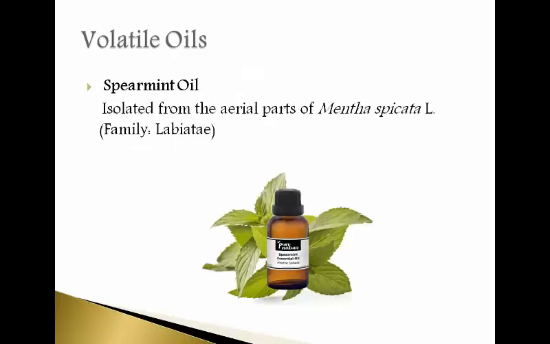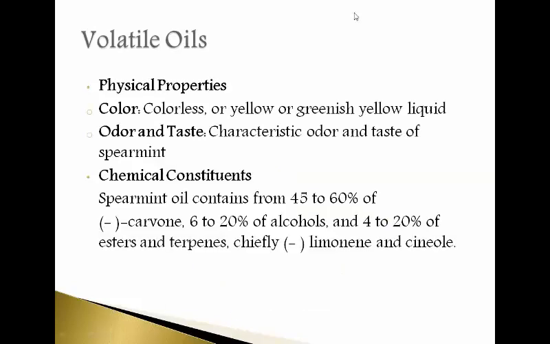Spearmint is a ketone volatile oil that is isolated from the aerial parts of Mentha spicata, family Lamiaceae. Physical properties: the oil is a colorless, yellow, or greenish yellow liquid and has the characteristic odor and taste of spearmint. The main constituent of this oil is carvone, the levorotatory enantiomer, which constitutes 45 to 60% of the oil.